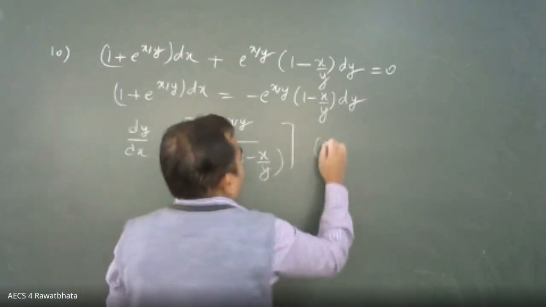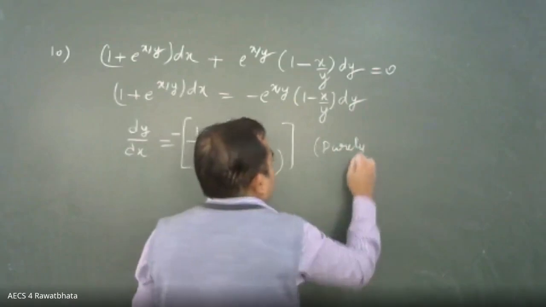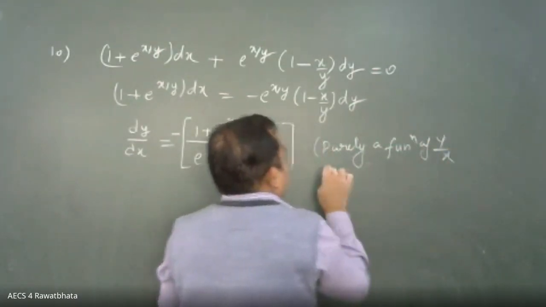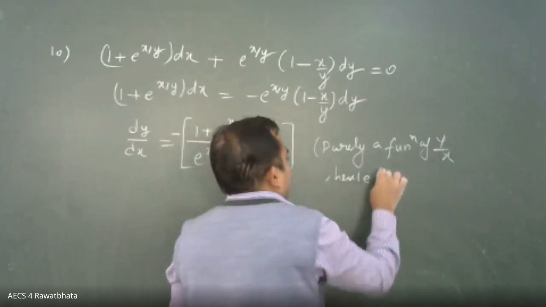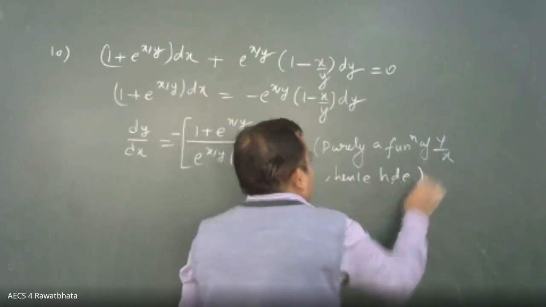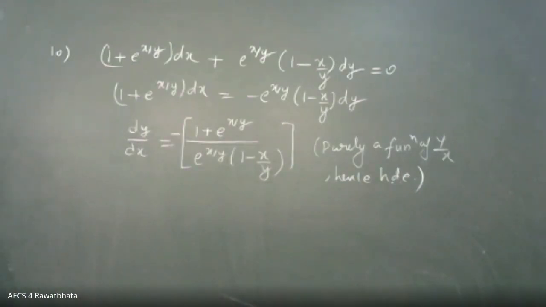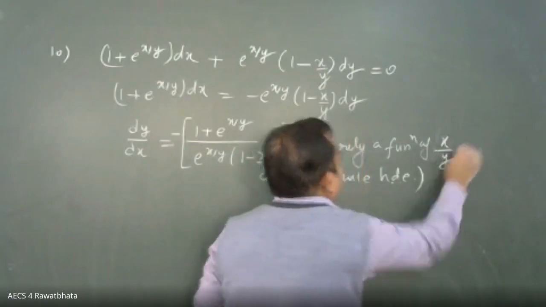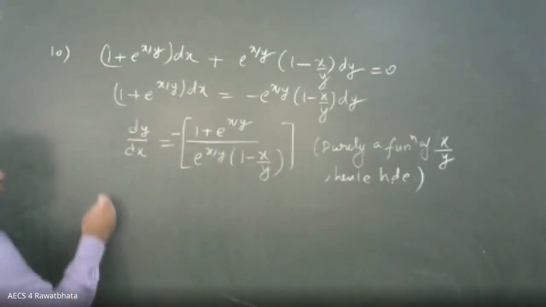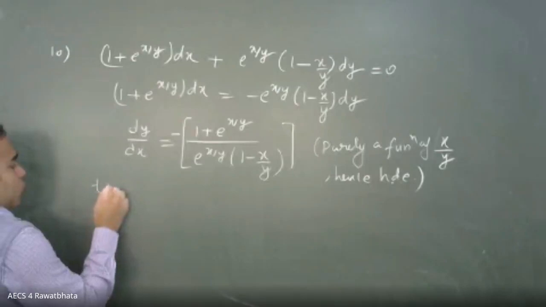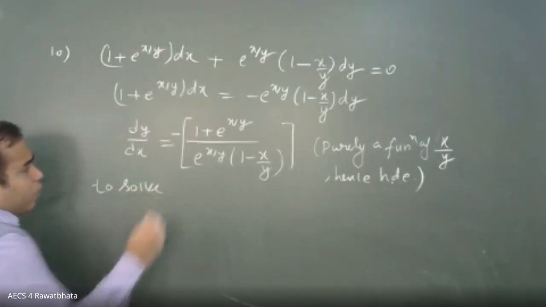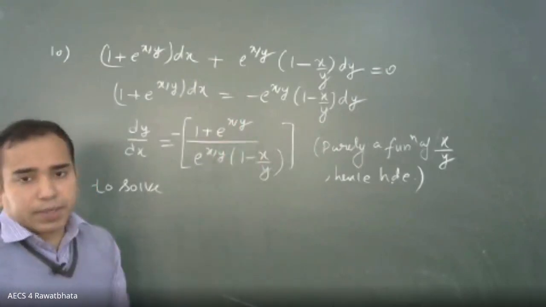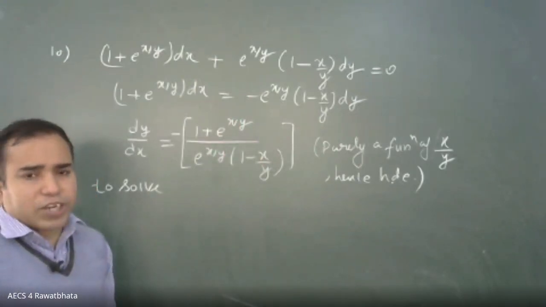Now you can say purely a function of y upon x, hence HDE. Right? Easily you can prove x upon y. So purely a function of x upon y. So hence it is HDE. Now to solve it, students, if you put y equal to vx, then it will become 1 upon v. So in fraction it will come.